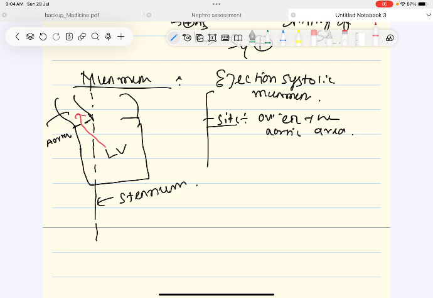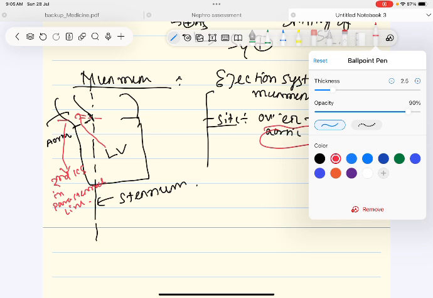See the diagram, the blood is pumping right to the sternum and it is present in the second intercostal space in the parasternal line, which is the aortic area. So the site of the murmur is the aortic area.